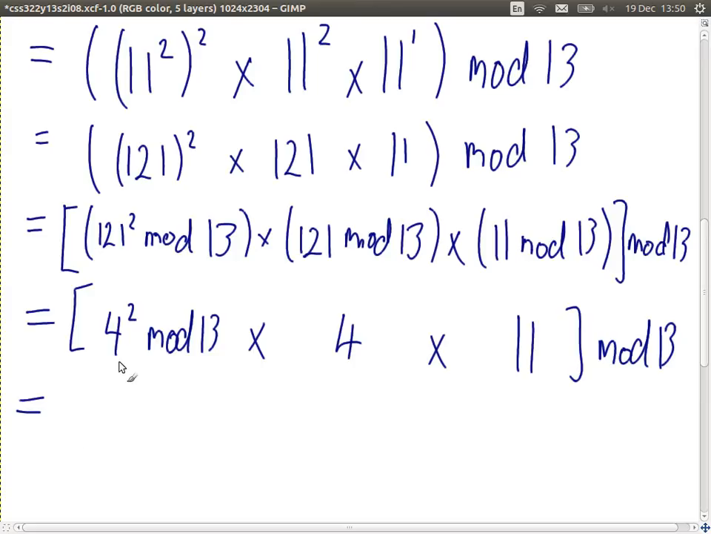Again, how did we do that step? Okay, from this step, we've got A times B times C mod 13. Our rules say that we can split that up to be A mod 13 times B mod 13 times C mod 13, all mod 13. Then 11 mod 13 is 11, 121 mod 13, we use our brain, 4. 121 squared mod 13, in fact, we've applied this same rule again: 121 mod 13 times 121 mod 13, all mod 13, is 4 squared mod 13. And what do we get? 3 times 4 times 11.